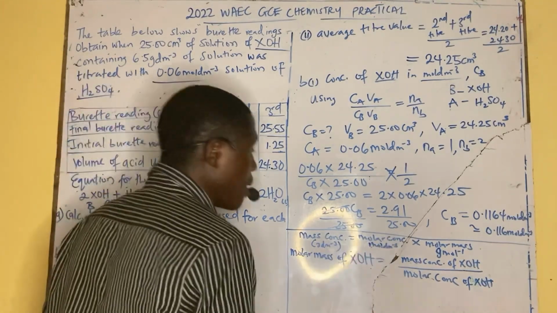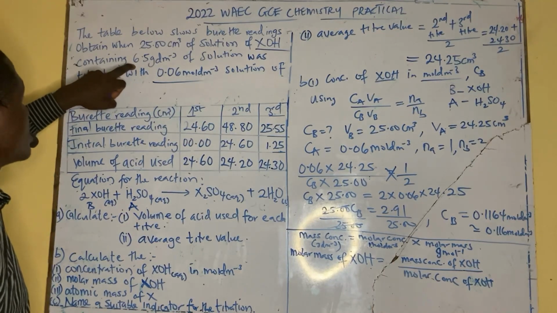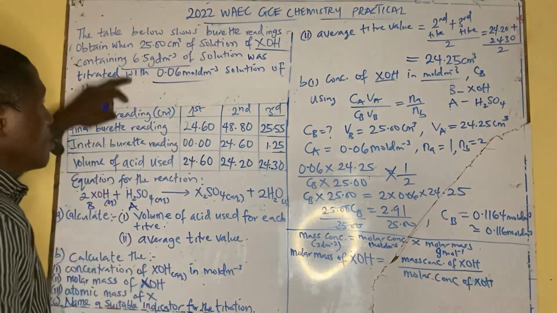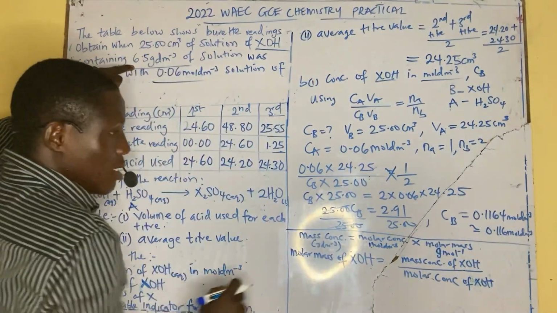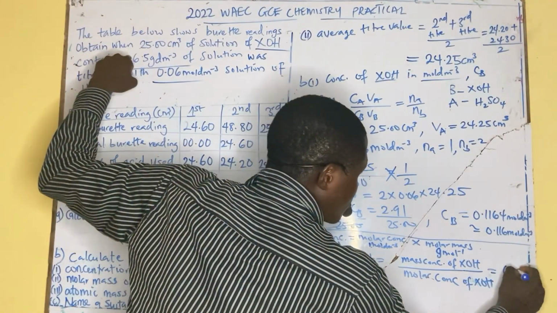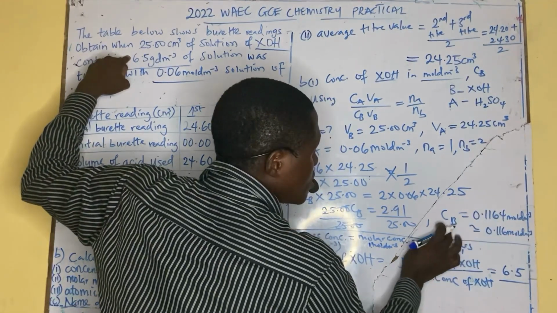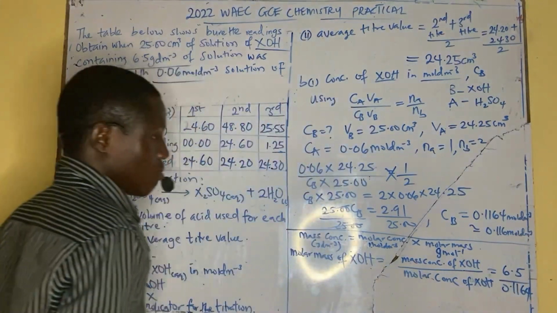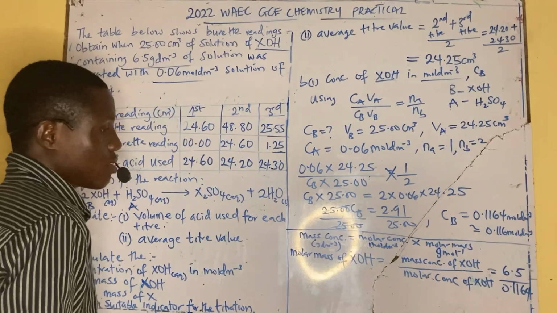So what's our mass conc of SOH? It has been given from the question. The mass conc of SOH is 6.5 gram per dm cube. Please note that the mass conc is given from the question, which is 6.5, and the molar conc is given from the calculation, which is 0.1164. So with this, we can easily get our molar mass of SOH.